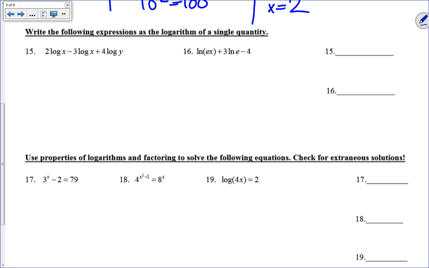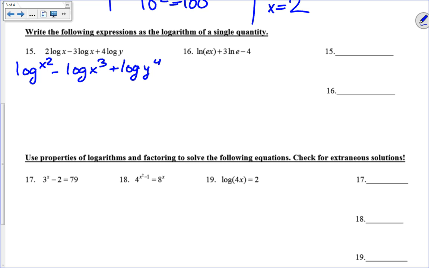So let's first take care of these numbers out front. How can we do that? So where do they go? That's right. So they become exponents. So we're going to get log of x squared minus the log of x cubed plus the log of y to the 4th, right?